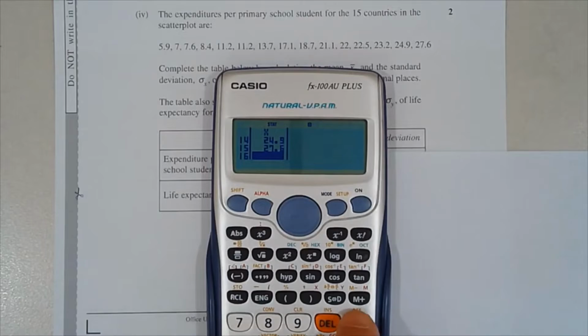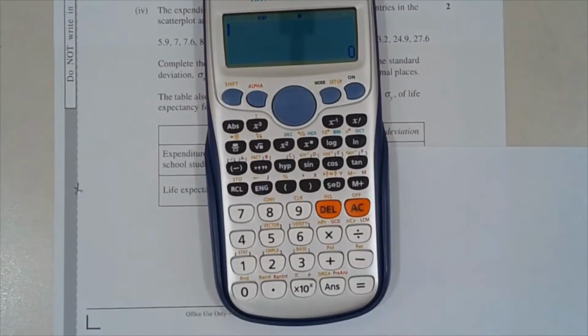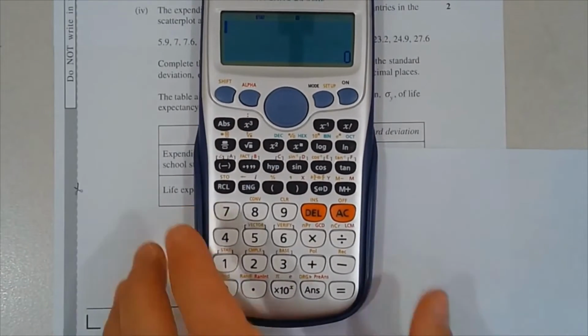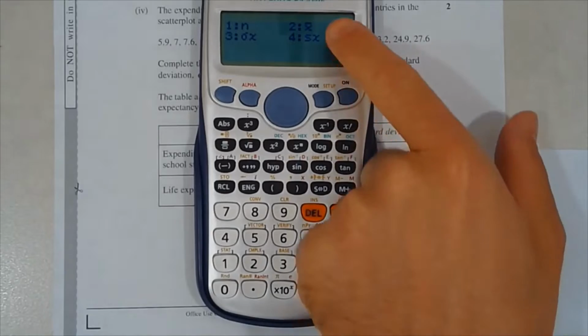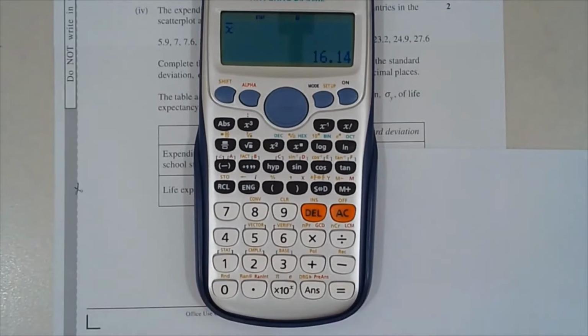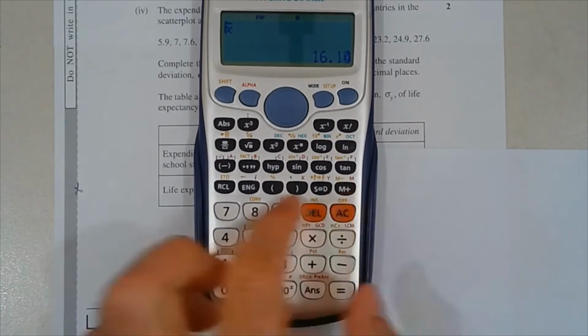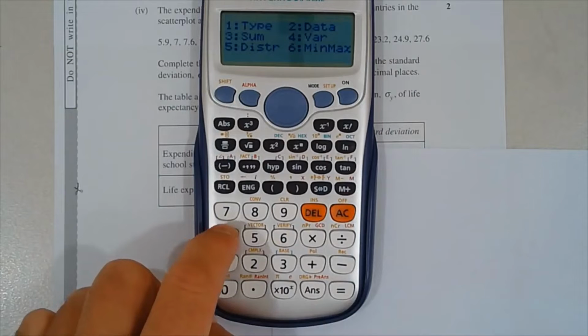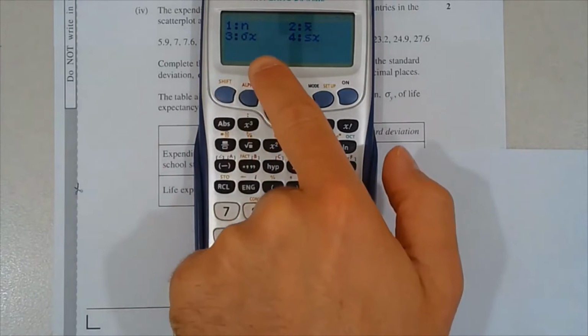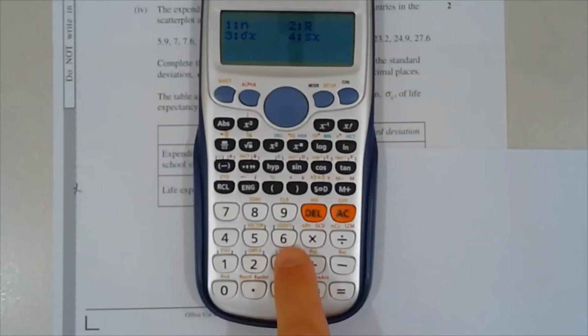Okay. Press the AC key, then press Shift 1. Okay, I'm going to go to var, so number 4 here, and number 2, x bar, and we get 16.14. And for the standard deviation, sigma x, okay, so press number 3.